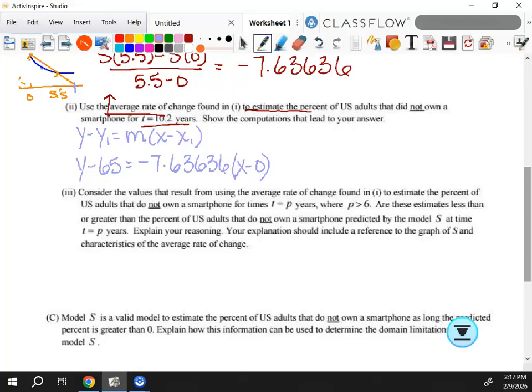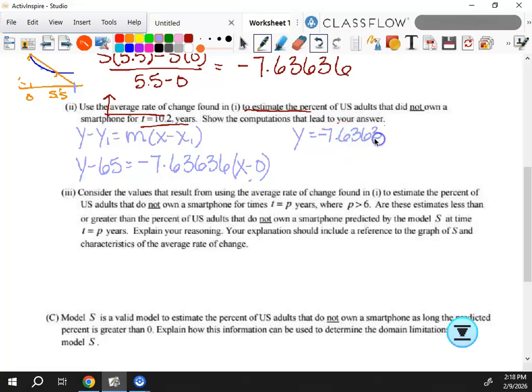So the x, my input now, and it's okay that it's in y and x and we're using t because that's how we start to write the equation. And it's okay that we don't make our equation into t's here. But I'm going to substitute that 10.2 in here. So that'll give me y equals negative 7.63636 times 10.2, and then add that 65 over here.